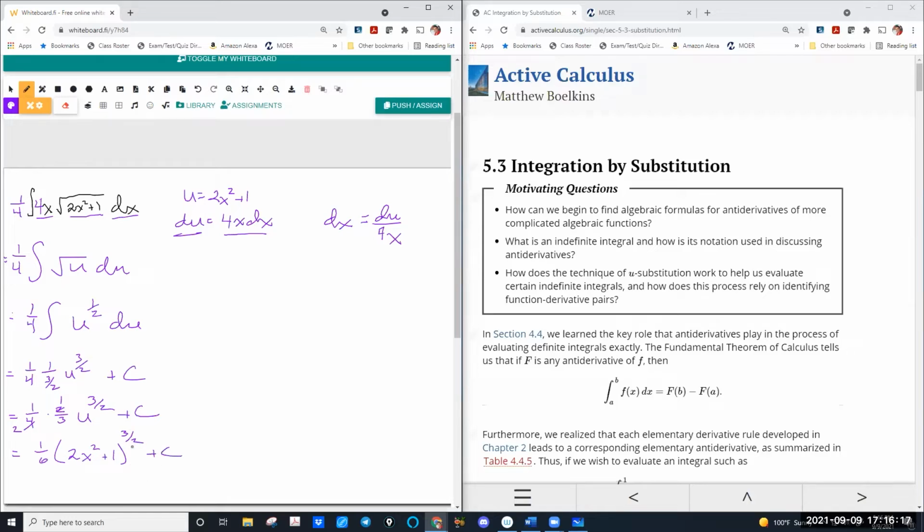You do not need to rewrite that half fractional exponent as a radical. You could leave it as 3/2. In fact, I think this is easier. If you wanted to, you could say 1/6 square root of 2x squared plus 1 cubed plus c. But I think this is perfectly fine for this kind of problem.